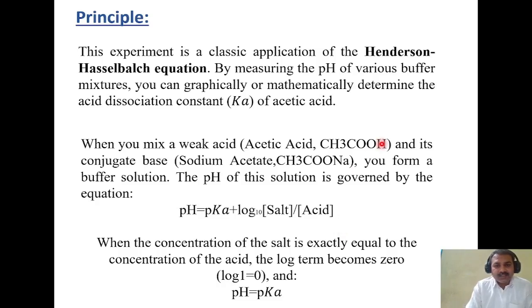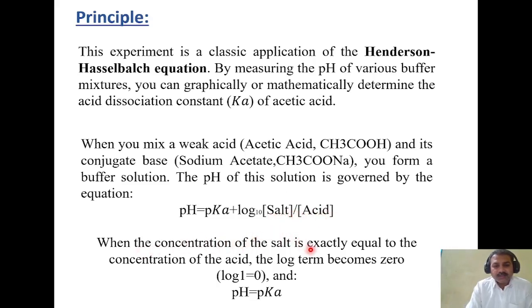The principle behind this practical is the application of the Henderson-Hasselbalch equation. By measuring the pH of various buffer mixtures, you can graphically or mathematically determine the acid dissociation constant Ka of the acetic acid. When you mix a weak acid, acetic acid, and its conjugate base, sodium acetate, you form a buffer solution. The pH of this solution is governed by the equation pH equals pK plus log of concentration of salt upon concentration of acid.